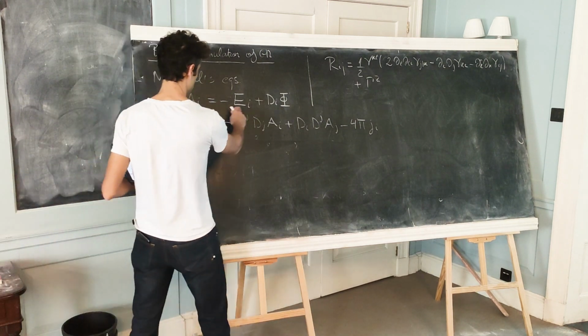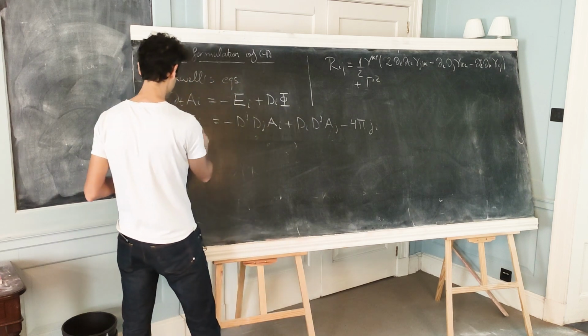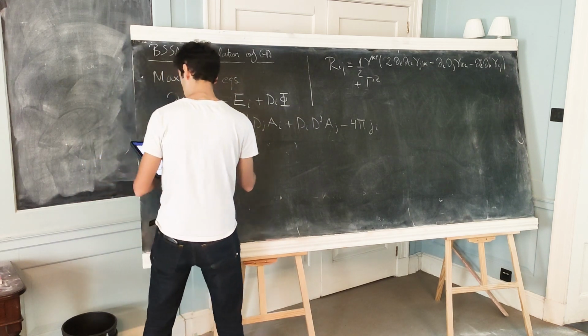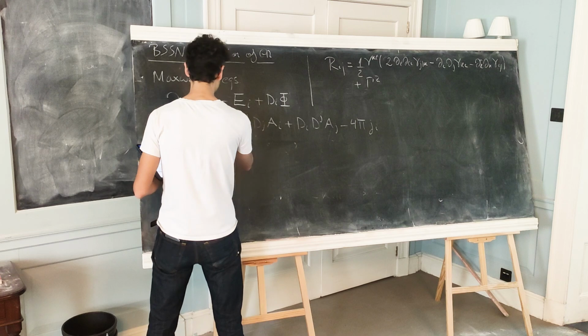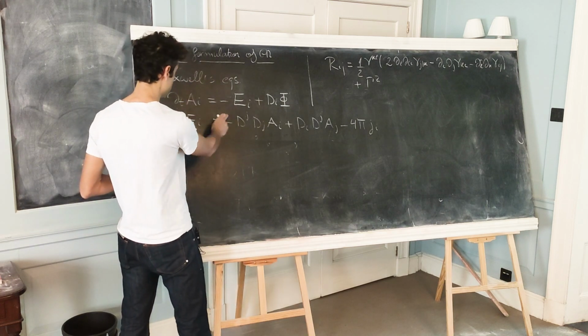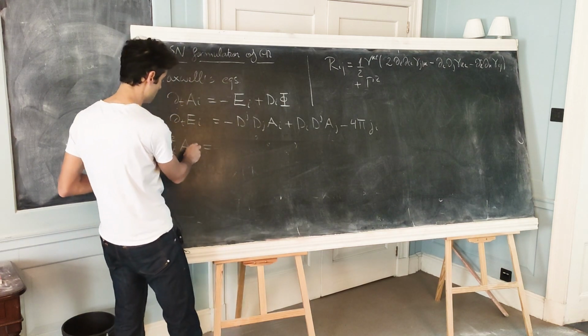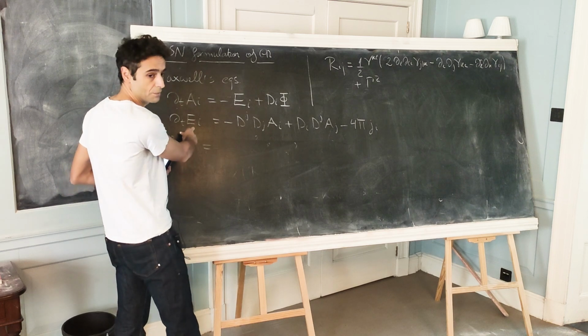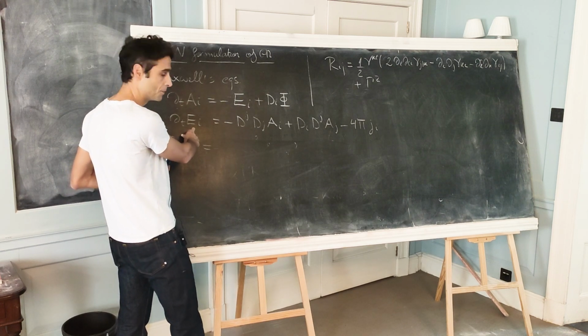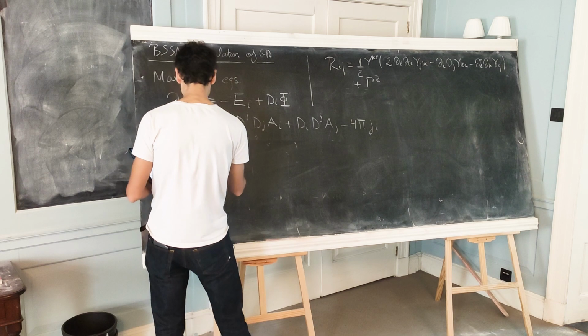and then if you take a second time derivative of the vector potential, and then you use the time derivative of the electric field, then you get the following equation.